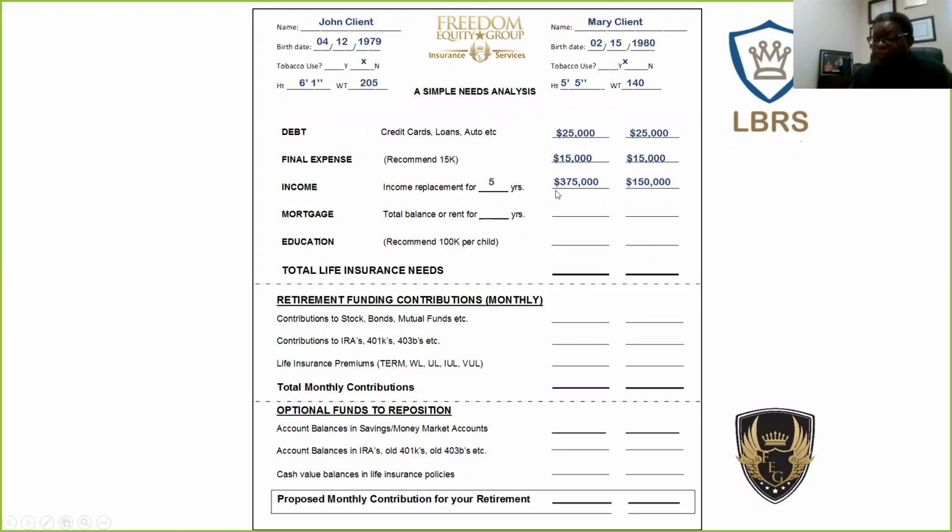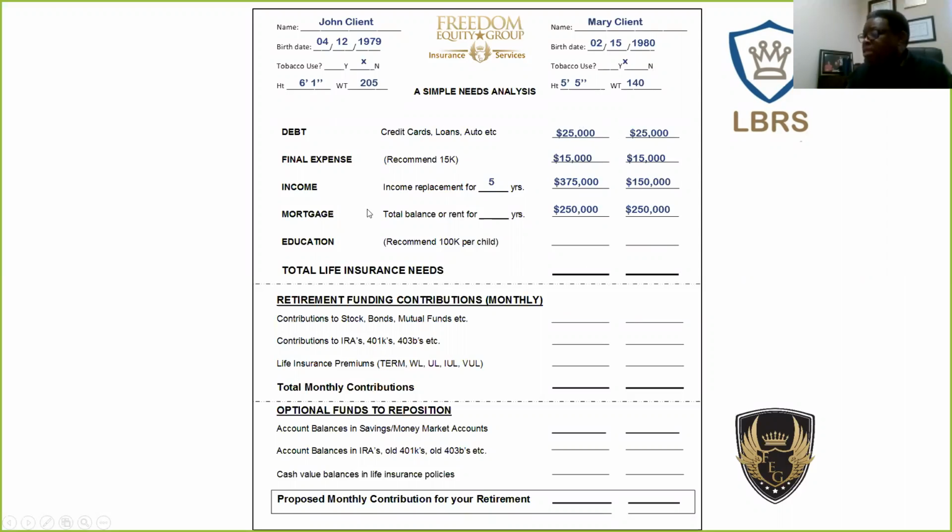So again, if he passes, his wife is going to have enough money to replace his income, so the household, the children, and all that would not have to downsize or miss a beat. Well, the same thing for the wife, if you can see here, she was making about $30,000 a year. So 5 times 30 is $150,000. And so we're building 2 different ledgers for each one because we want to get insurance based upon their needs.